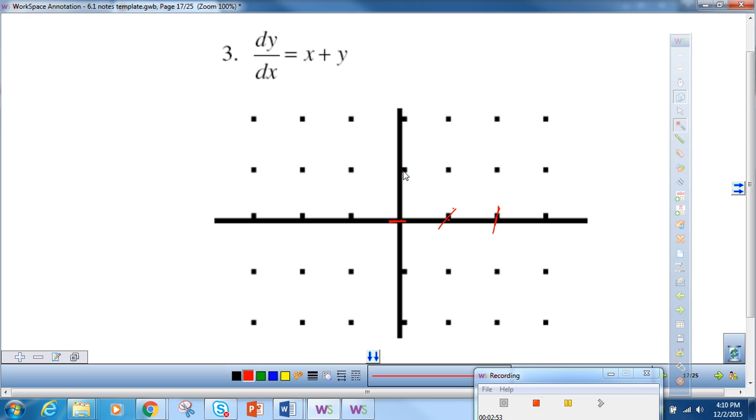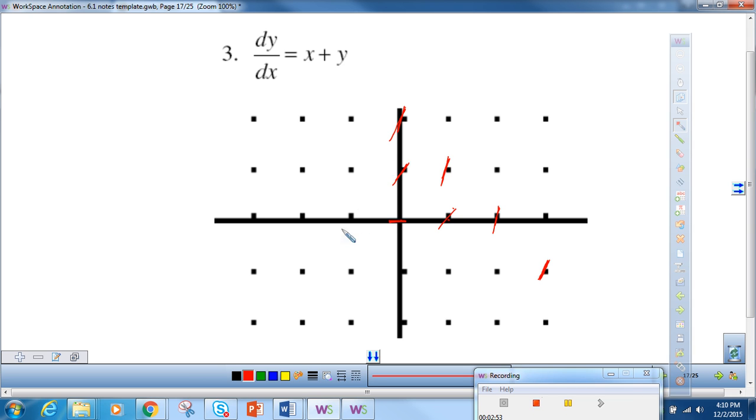x is 0, y is 1, I get 1. x is 1, y is 1, I get 2. So it's going to look like they're mimicking each other diagonally, because these were both 1s. So when x is 0 and y is 2, that's going to be a 2 as well. So we can see that they're sort of parallel in this direction. Let's see if that works here. When x is 3 and y is -1, that'll be 2 as well.